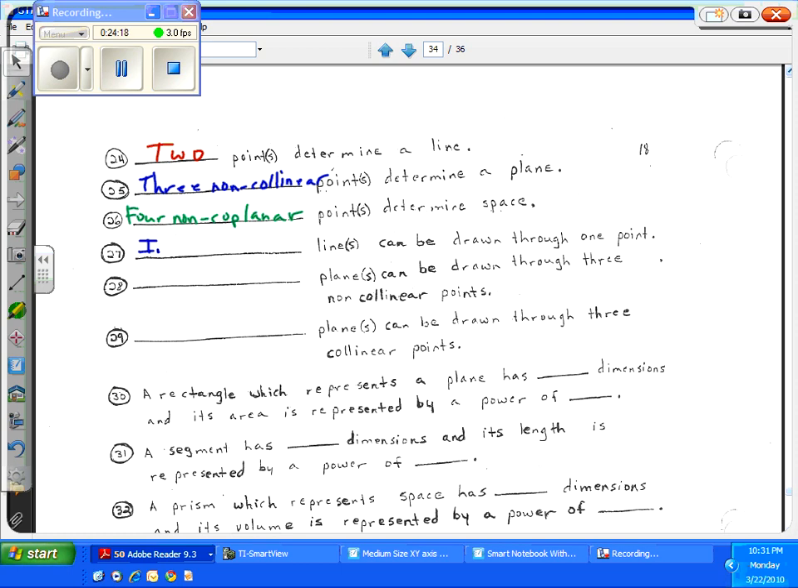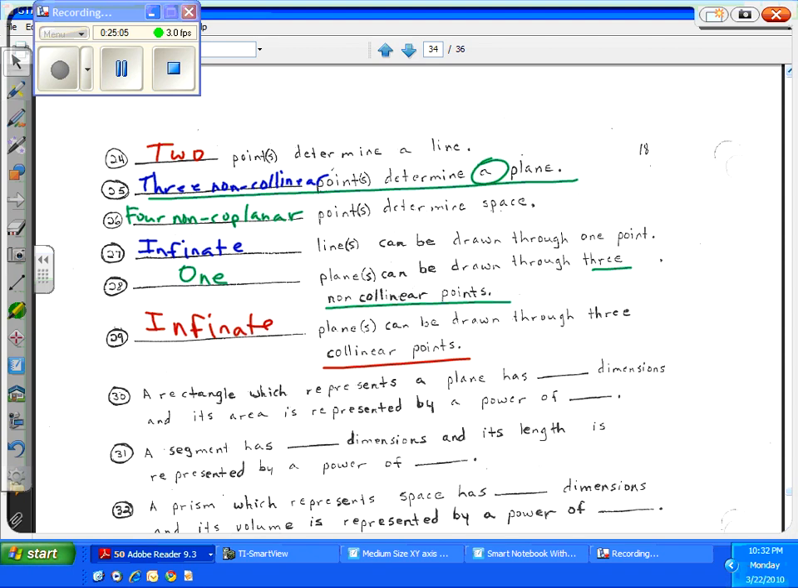How many lines can be drawn through 1 point? An infinite number. How many planes can be drawn through 3 non-collinear points? 3 non-collinear points determine a plane. That means one plane can be drawn through 3 non-collinear points. It determines one plane. How many planes can be drawn through 3 collinear points? Well, a plane has not yet been determined if it's collinear, so an infinite number of planes. We'll just say infinite planes. It's more proper to say an infinite number of planes can be drawn through 3 collinear points. Any questions on that?